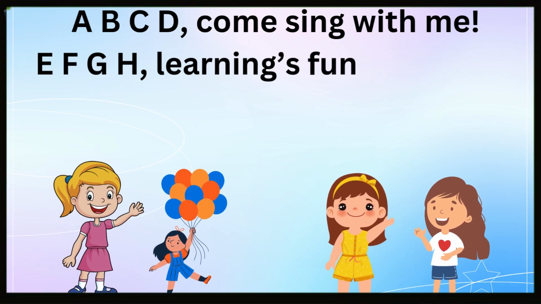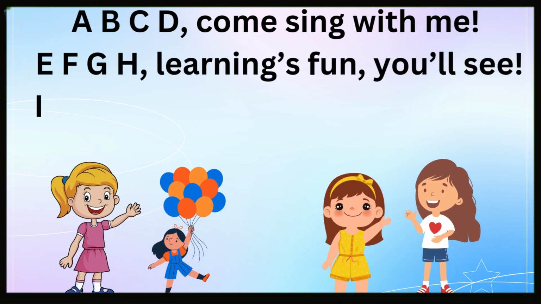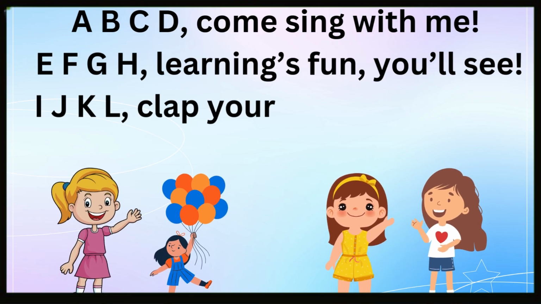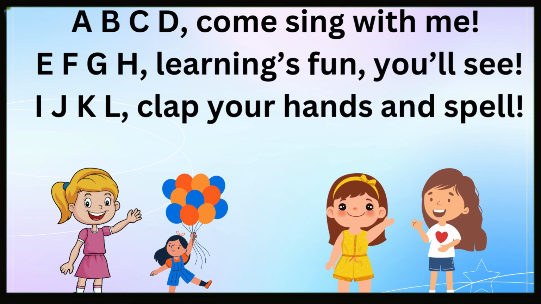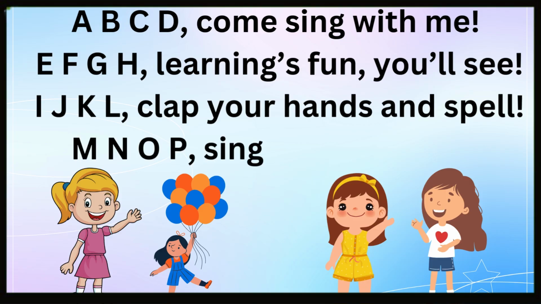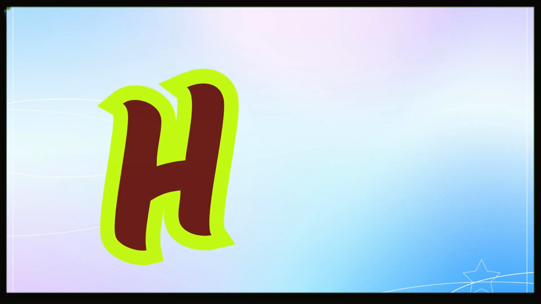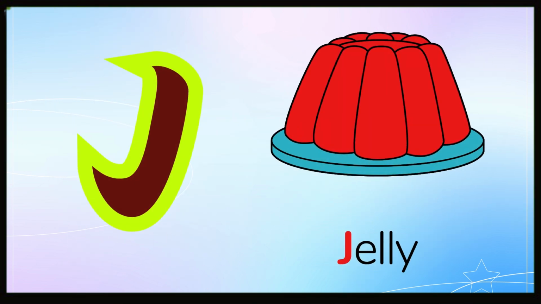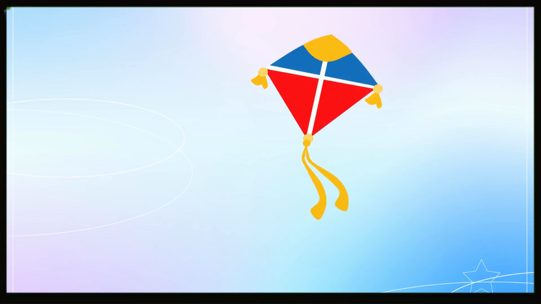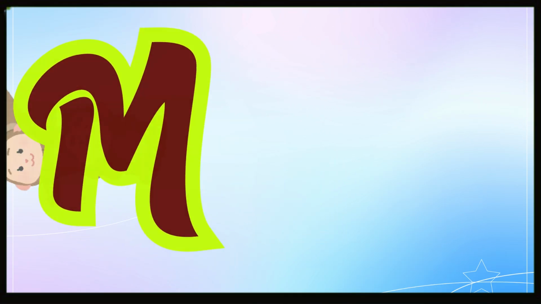E, F, G, H, learning song you'll see. I, J, K, L, clap your hands and spell. M, N, O, P, sing along with me. H is for hot dog, I is for ice cold, J is for jelly, oh so nice. K is for kite, L is for lion, M is for monkey, always flying.